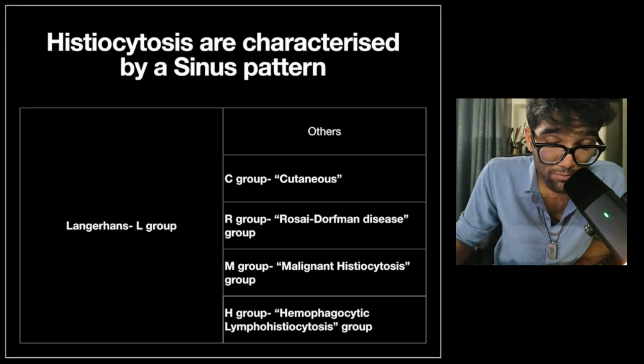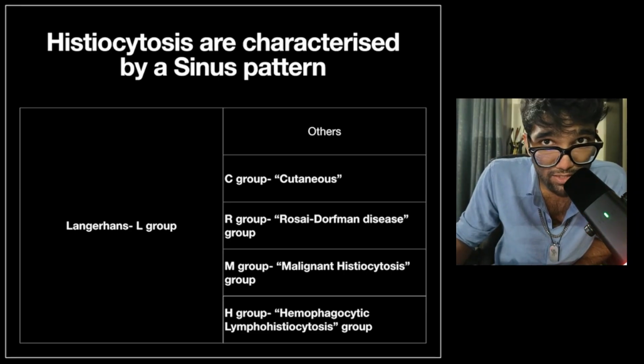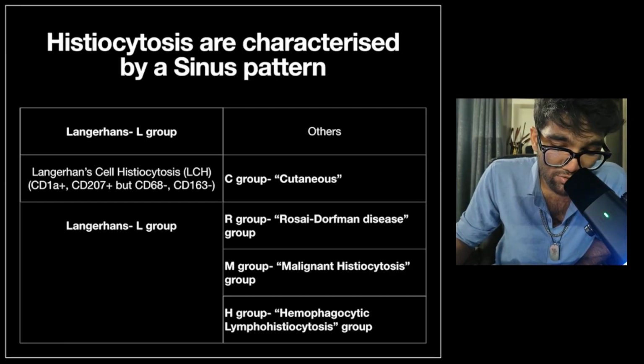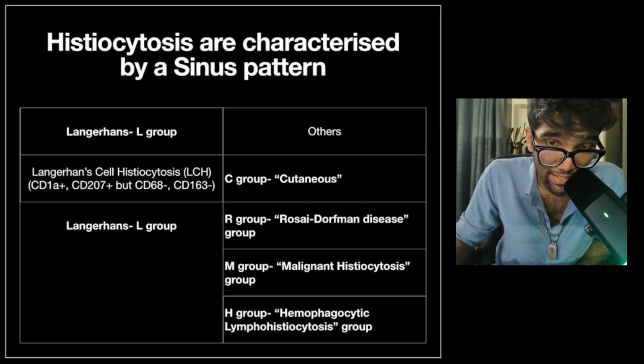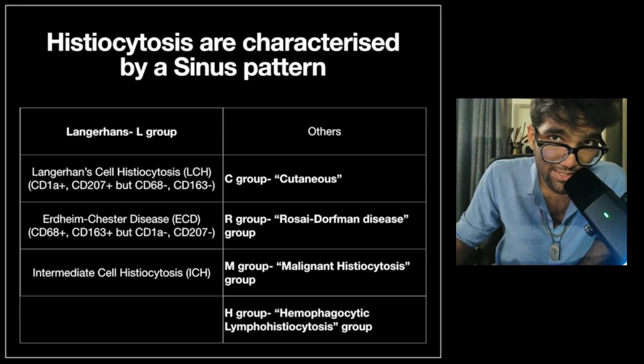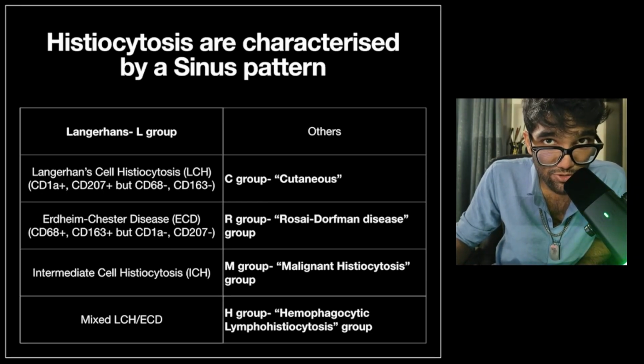Now, what I like about this is that the subgroups themselves are actually pretty homogeneous, and that helps me understand them pathophysiologically. So, Langerhans cell group histiocytosis is further divided into Langerhans cell histiocytosis, which contains Langerhans cells, is therefore CD1A positive, CD207 positive, may be negative for CD68, and is negative for CD163. Erdheim-Chester disease, which is always CD68 positive and CD163 positive, but negative for CD1A and CD207. Then we can have intermediate cell histiocytosis, it is in between, and we can have a mixed LCH, that is Langerhans cell histiocytosis and Erdheim-Chester disease variant.